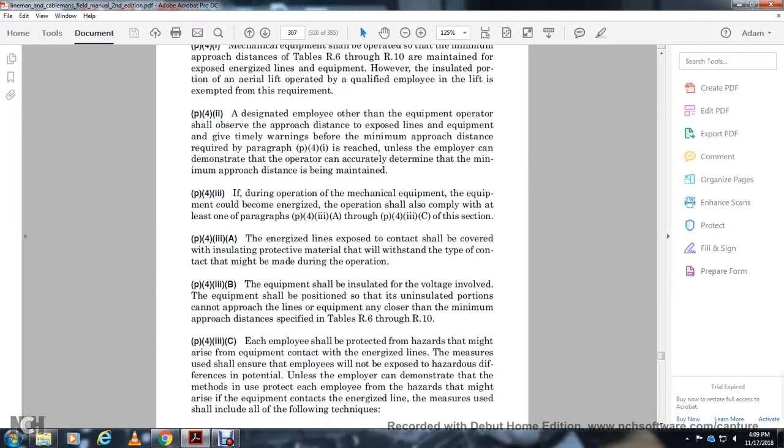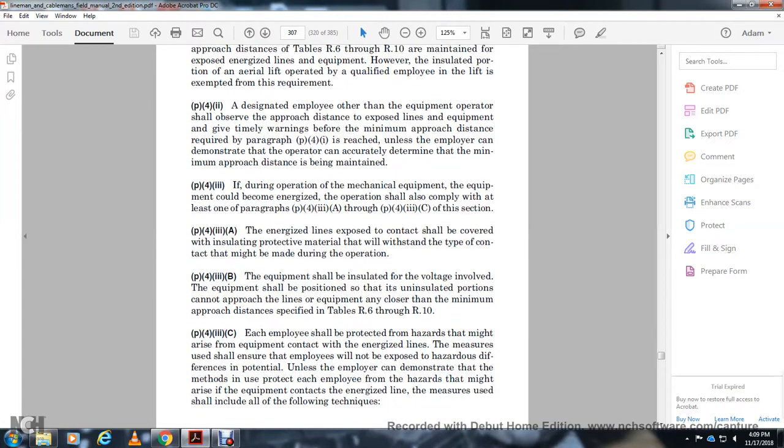Each employee shall be protected from the hazards that might arise from the equipment contacting the energized line. The measures used shall ensure the employee is not exposed to hazardous potential differences, unless the employer can demonstrate that the method of protecting each employee from a hazard that might arise from the equipment contacting the energized line is adequate. The measures used shall include all of the following techniques.